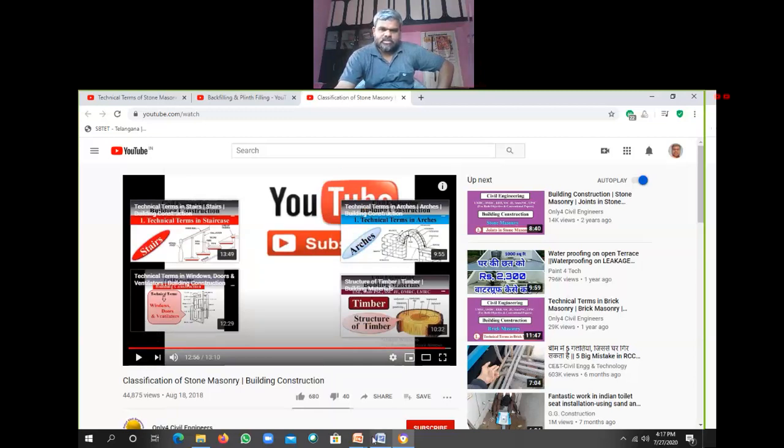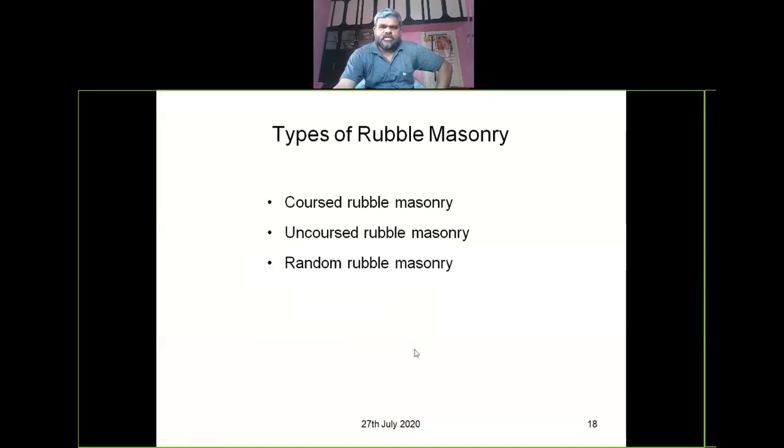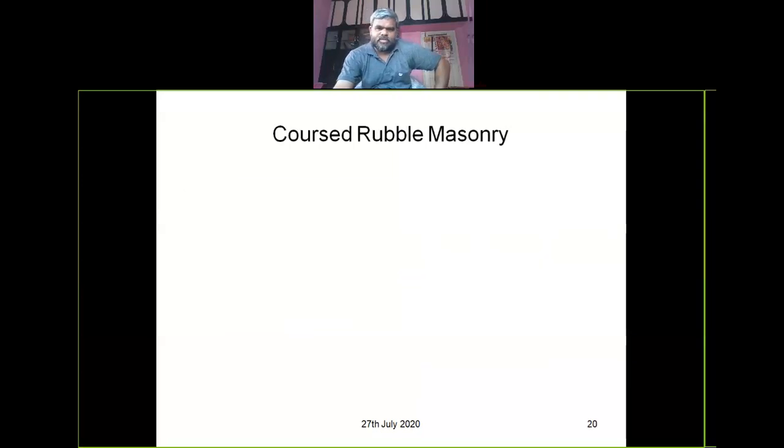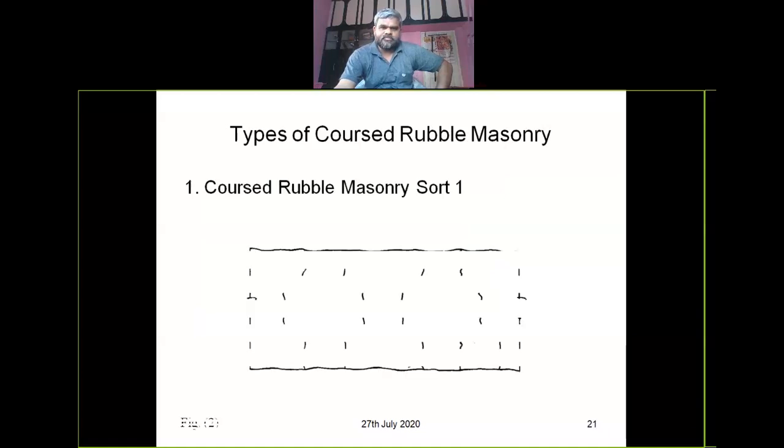Yeah, this explains clearly about different types of masonries. So the strength of masonries depends upon quality of mortar and use of long throw stones at frequent heights and proper filling of mortars, right? And types of rubble masonry and types of ashlar masonry are explained very nicely in that video.